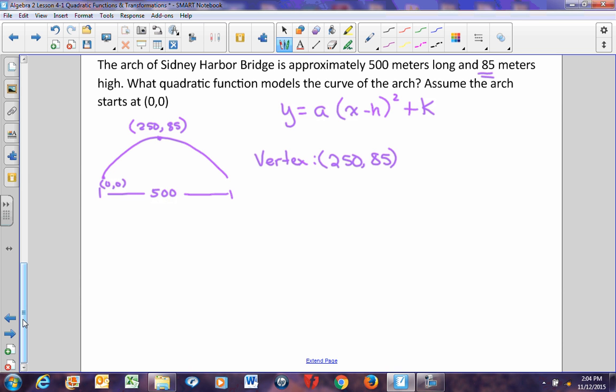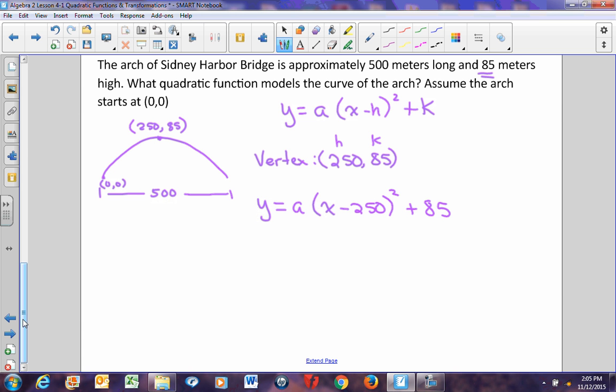Okay? If I think about this, and some people go, oh, let's use slope. It's not linear, so you really can't use slope. So don't get stuck into that version of, oh, I've got to use slope to try to figure this out. Okay? What I could do is let's plug in h and k, and let's leave x and y alone for just a second. So if I plug in h and k, I get y equals a parentheses x minus, remember, this is h, this is k, 250 quantity squared plus 85.